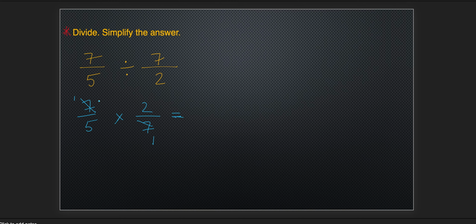So then you multiply straight across. 1 times 2 is 2, and 5 times 1 is 5. So 2/5 is your answer.